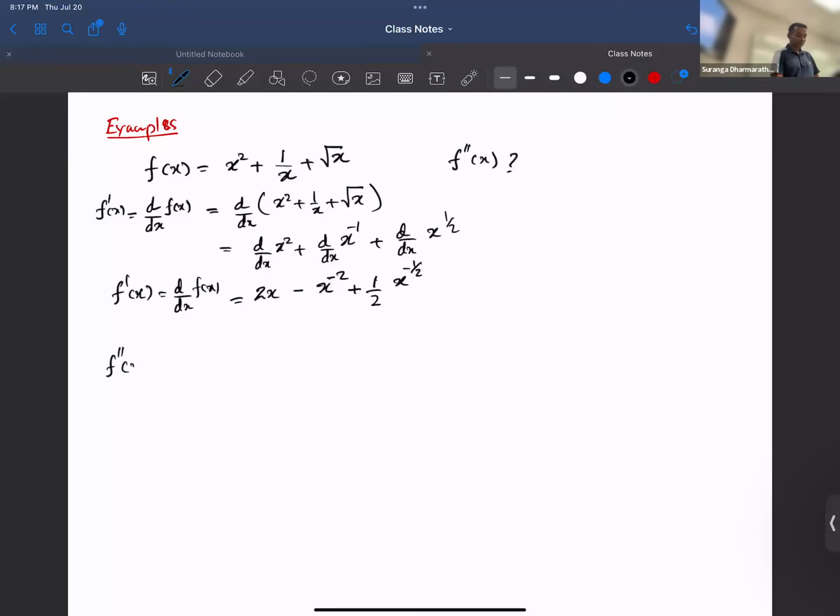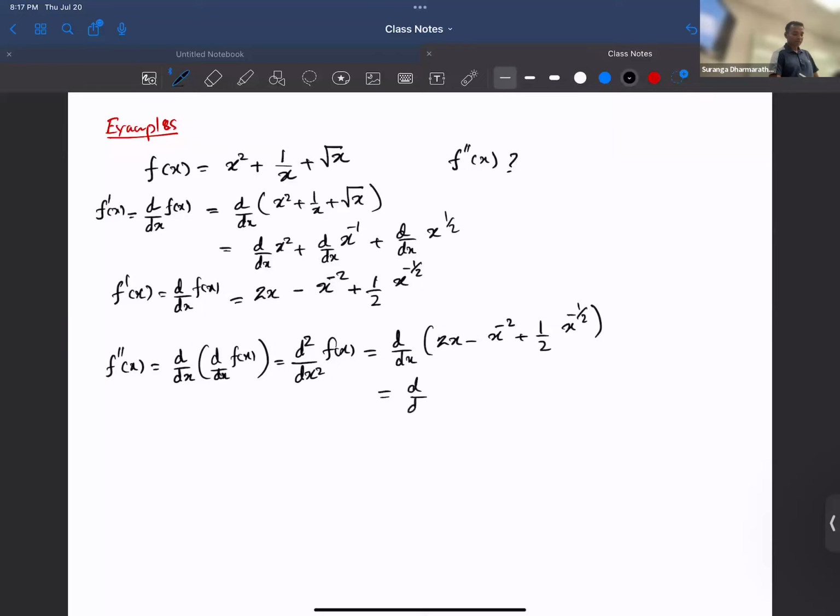And when you take the second derivative, f double prime of x, that is d over dx of f of x. Or you can write d squared over dx squared of f of x. Now you want to find the derivative of the derivative. D over dx of 2x minus x to the power negative 2 plus half x to the power negative half. Then you find d over dx of 2x minus d over dx of x to the power negative 2 plus half d over dx of x to the power 1/2.